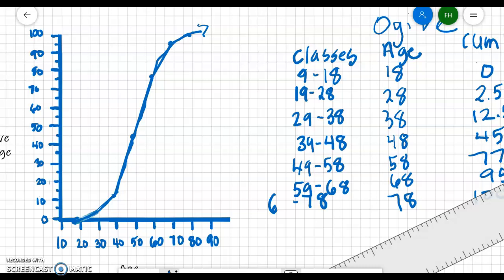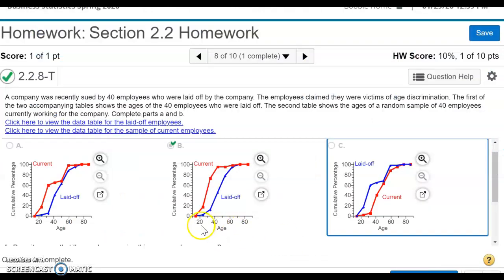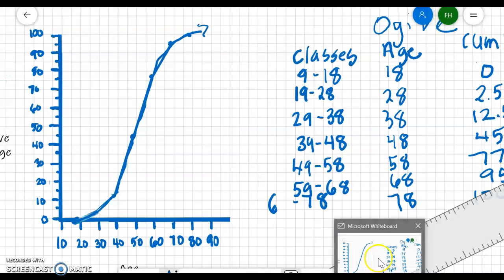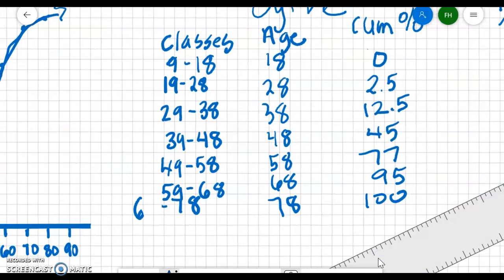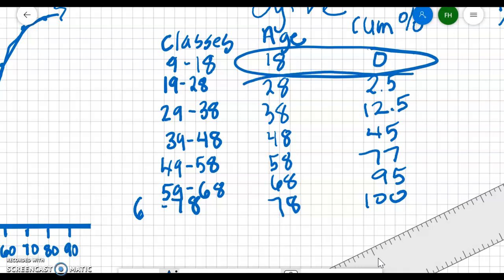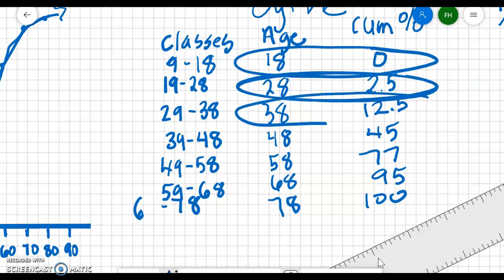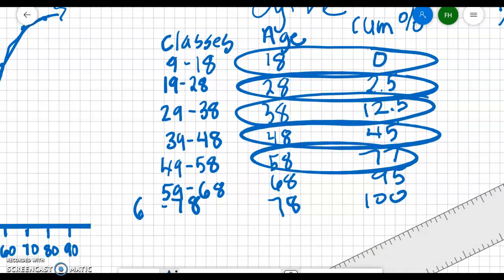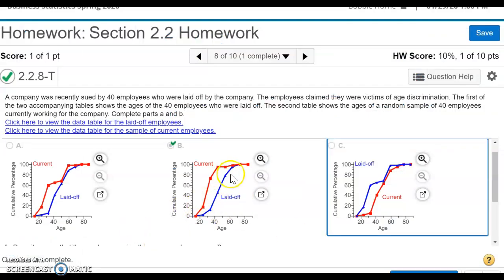You can do this in Excel, but the only issue will be, especially with the homework, that your graph ranges probably aren't going to be the same as what you see on here. So this may be a situation where you can just take your numbers here, your 18 and your 0, and find it on the graph, your 28 and your 2.5, your 38 and your 12 point. Just use these numbers and look at which graph is showing the correct points.